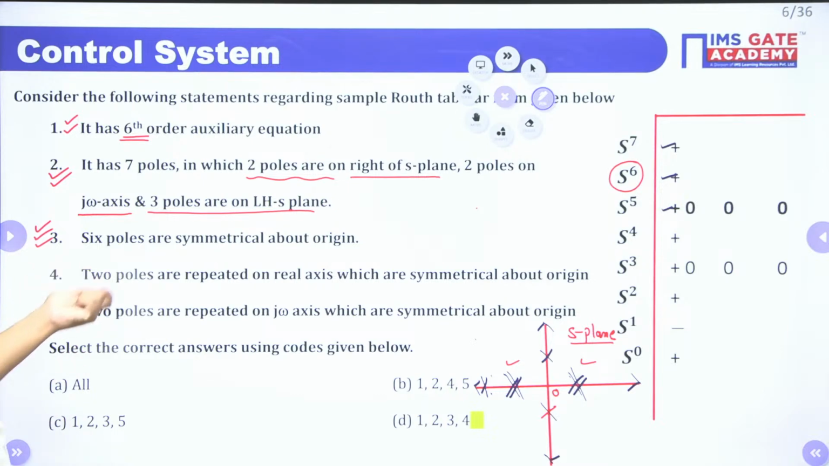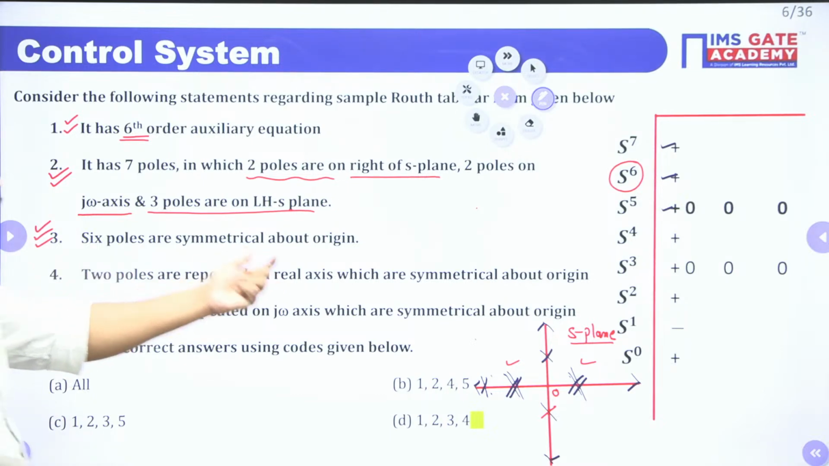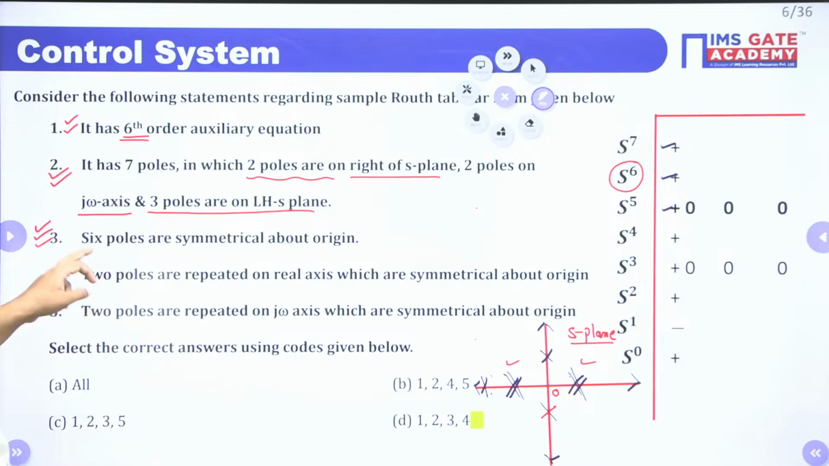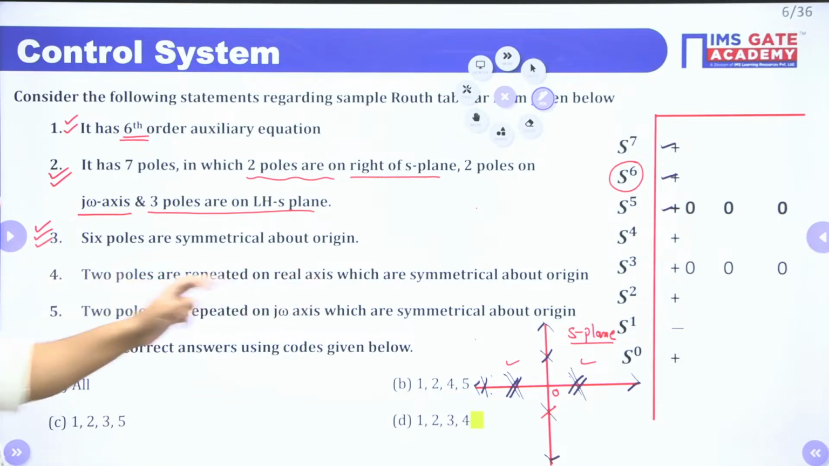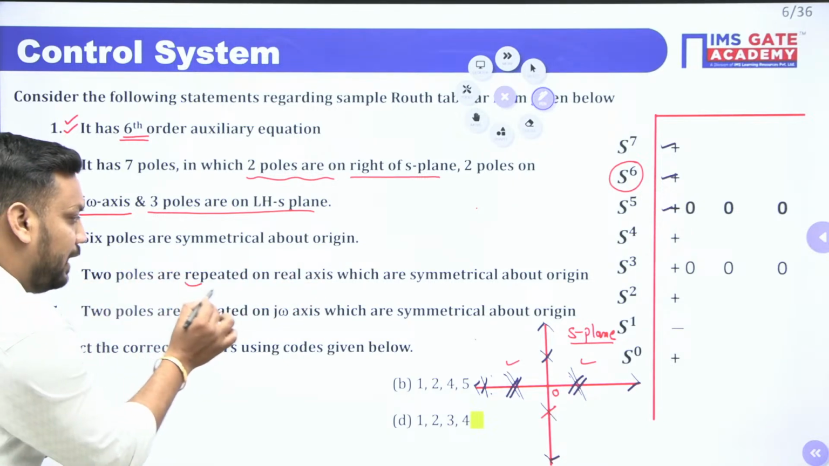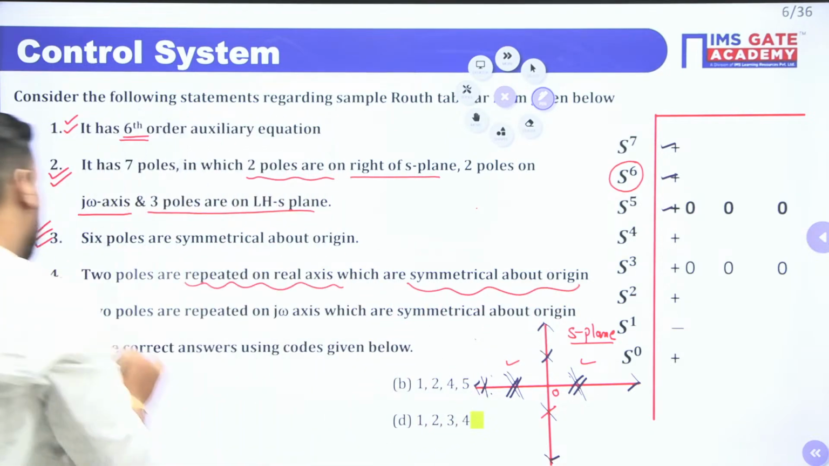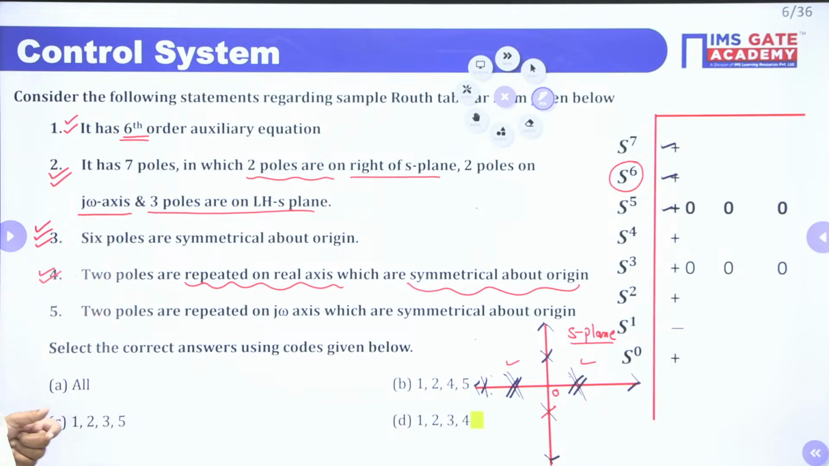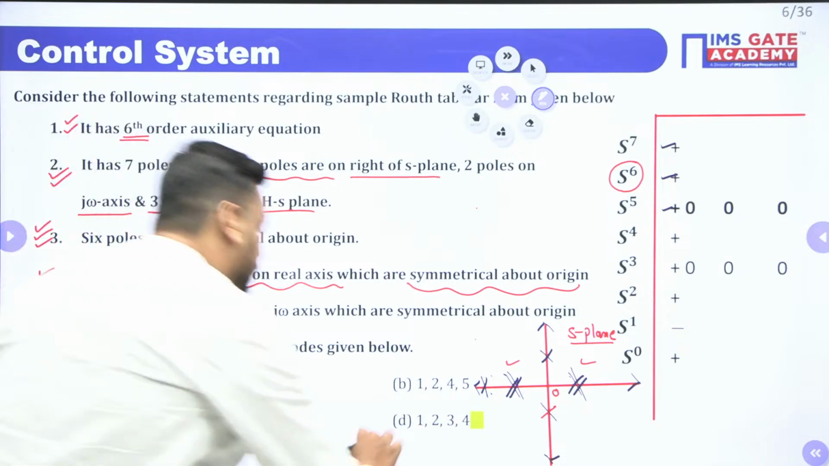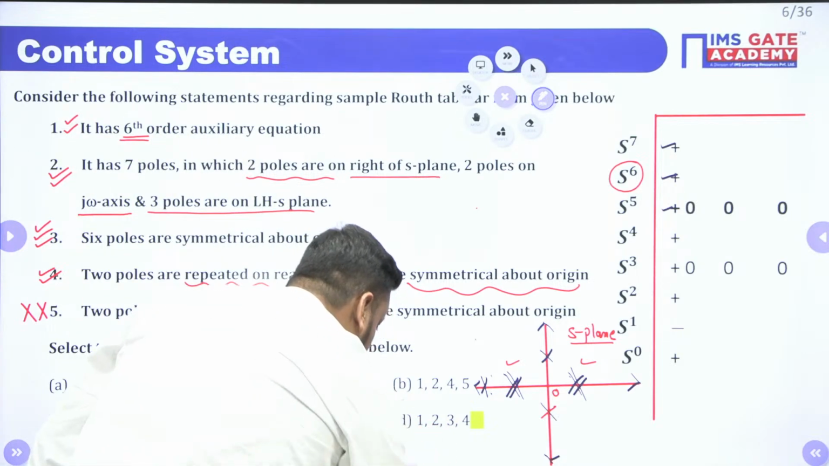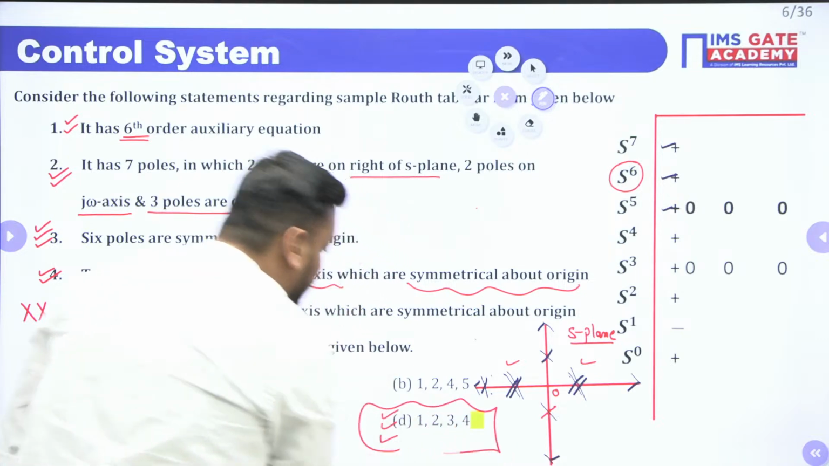Now next is, 2 poles are repeated on real axis which are symmetrical about origin. It means this fourth statement is also correct. Now next, 2 poles are repeated on j omega axis. This statement is wrong only. It means statements 1, 2, 3, 4 are correct. It means the correct answer is option number D.